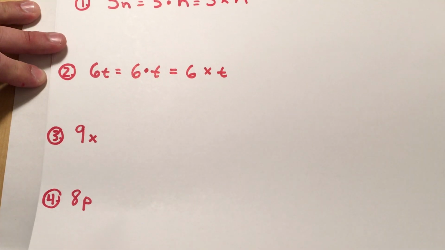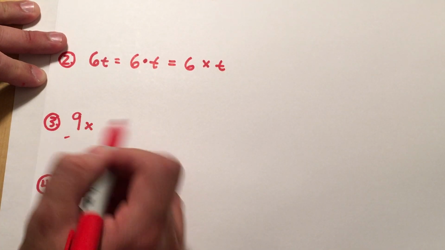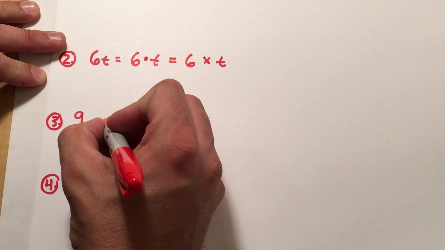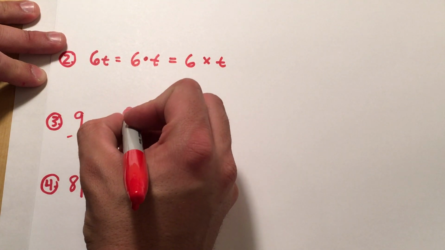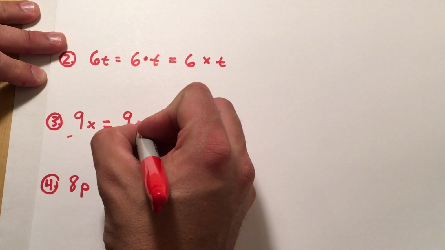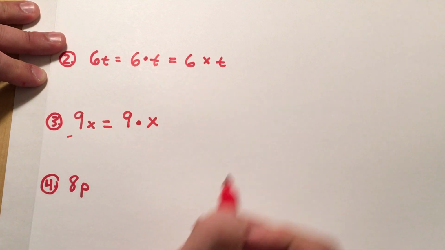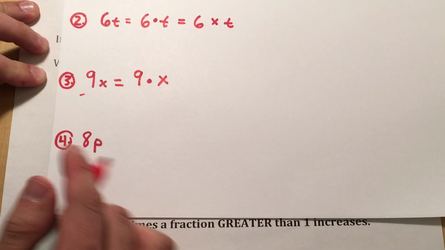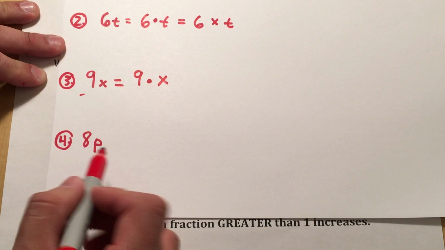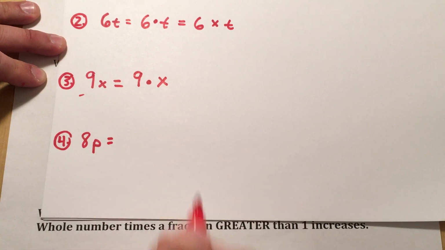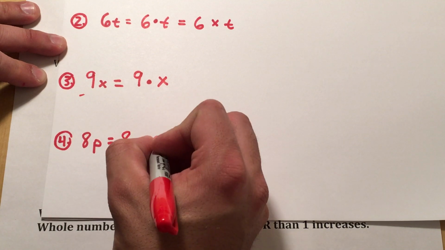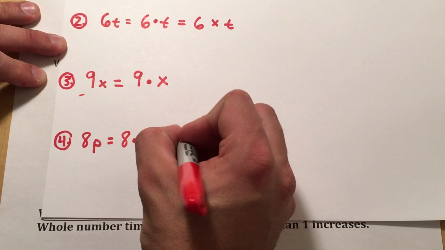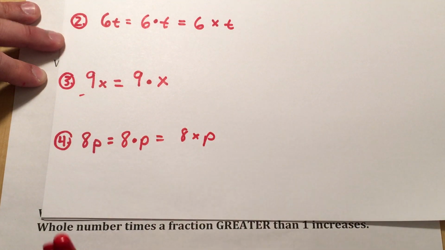Whenever we have a number next to a letter like we do over here, here's another example. What is that equal to? Well, we have 9x. That is the same as what, guys? 9 times the letter x. Or here we have a number next to a letter, 8p. We have another example. That would be the same as what? 8 times the letter p. Or 8 with a multiplication sign, p.